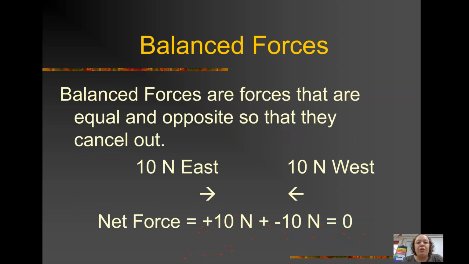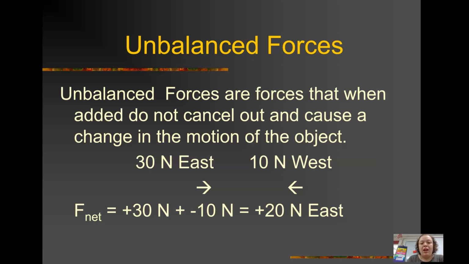Here's a simple example. This is what we call a balanced force. So if the forces are equal and they're opposite, they cancel out. So 10 newtons east plus a negative 10 newtons west gives us a net force of 0. Unbalanced is when you have forces going different directions that they don't cancel out. Now, unbalanced, this is important. Those are the ones that cause a change in the motion, i.e., they can cause an acceleration.